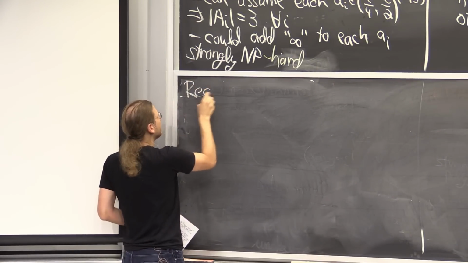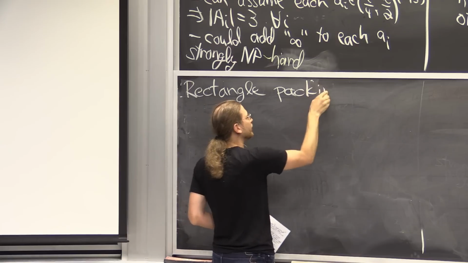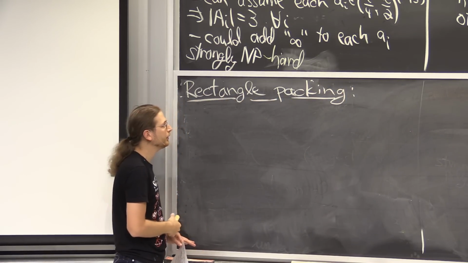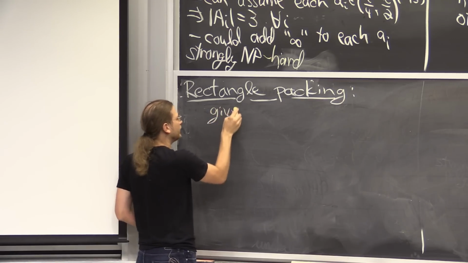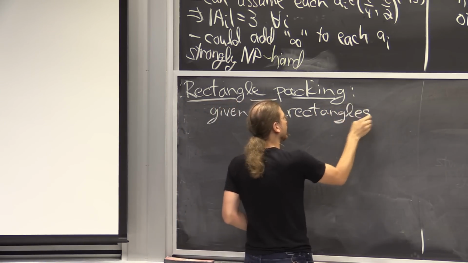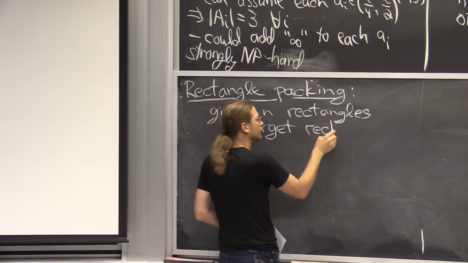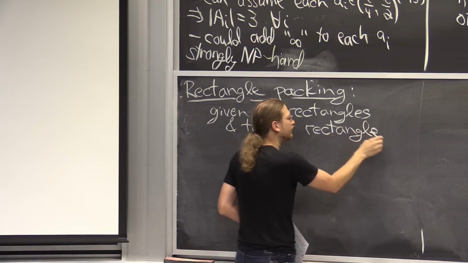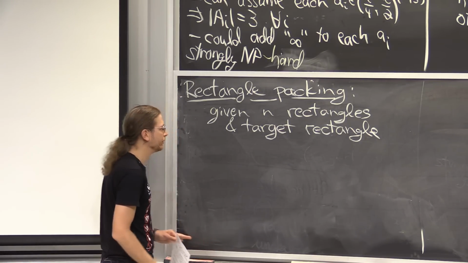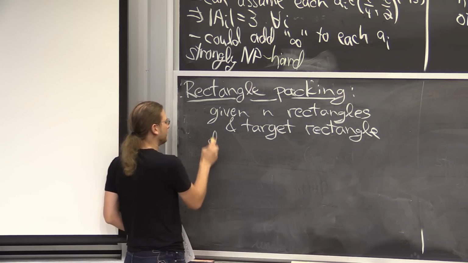Okay, let's start with a problem, rectangle packing, and this is going to lead us to a whole bunch of other types of packing problems. So this is what you might call packing rectangles into a rectangle. So I'm given n rectangles, and I'm given a target rectangle. When I say I'm given a rectangle, what I really mean is I'm given the dimensions, the width and the height, as integers. We're usually going to assume all our numbers are integers, as I said. Do they fit?